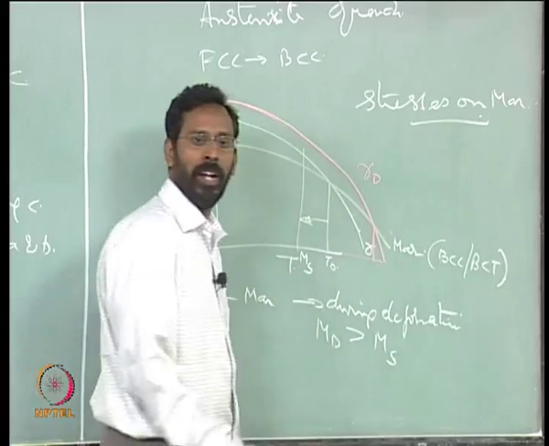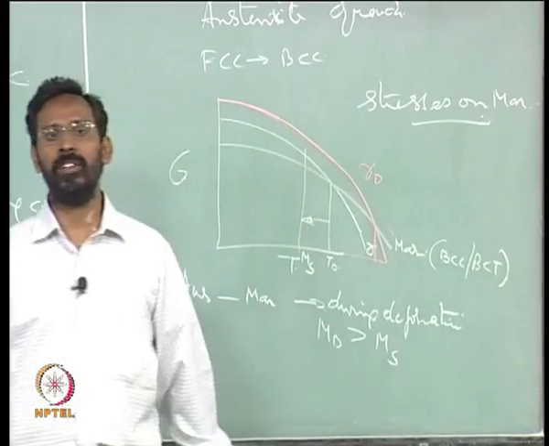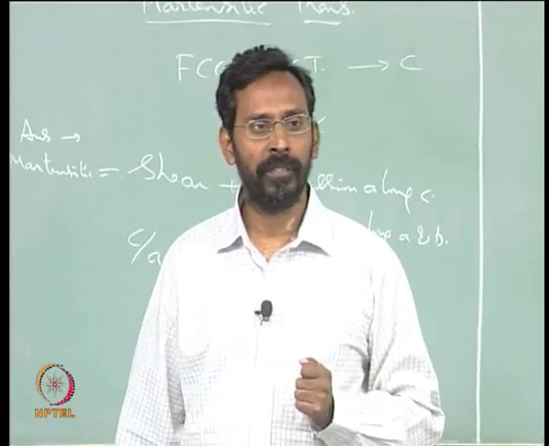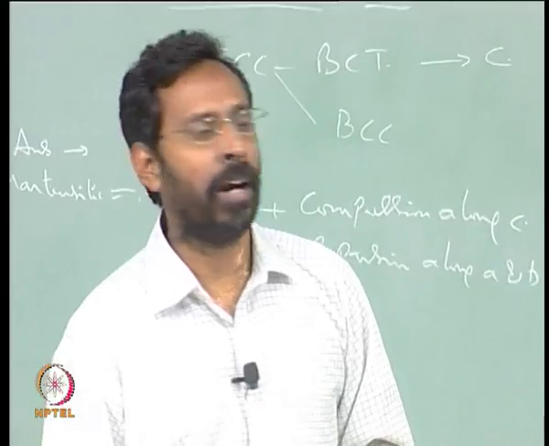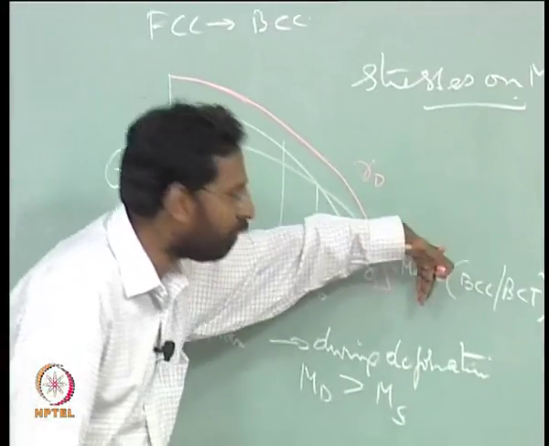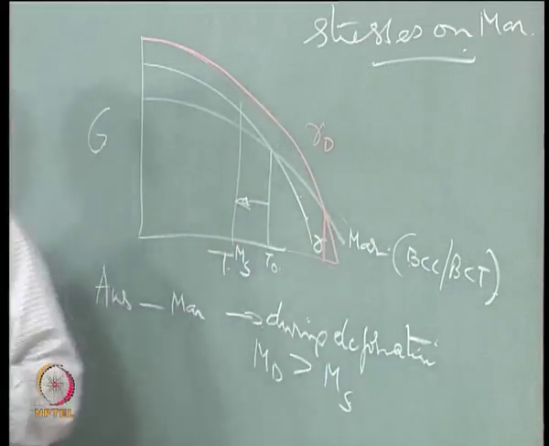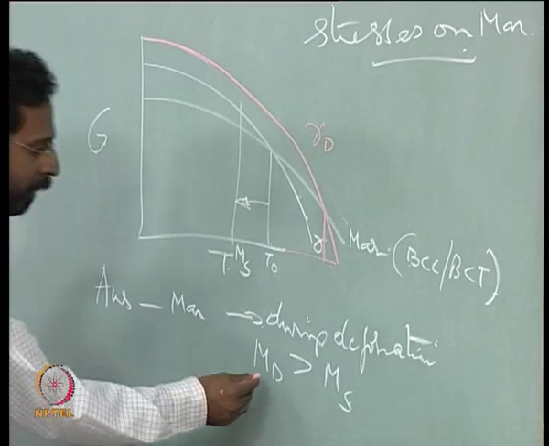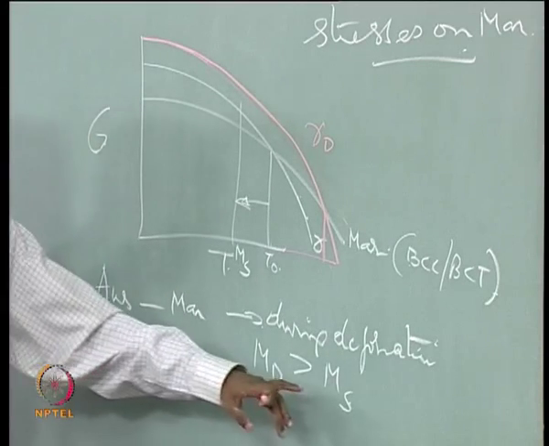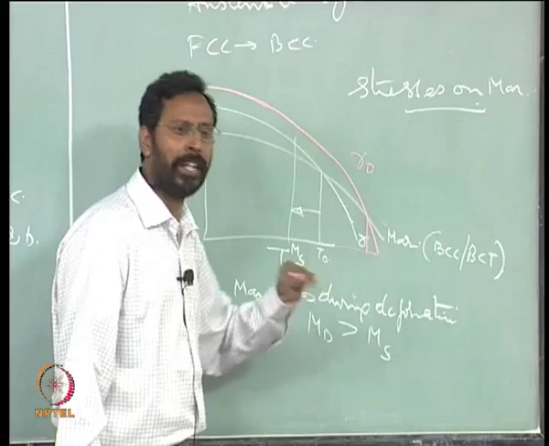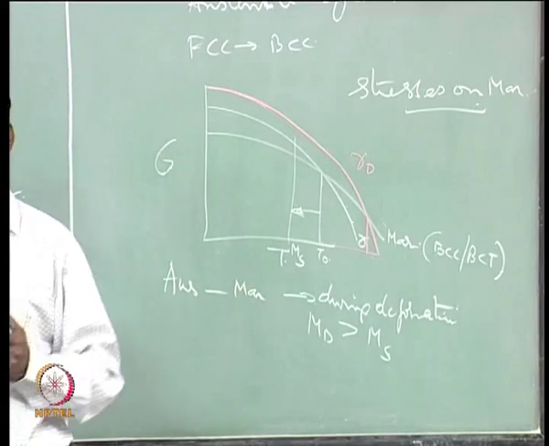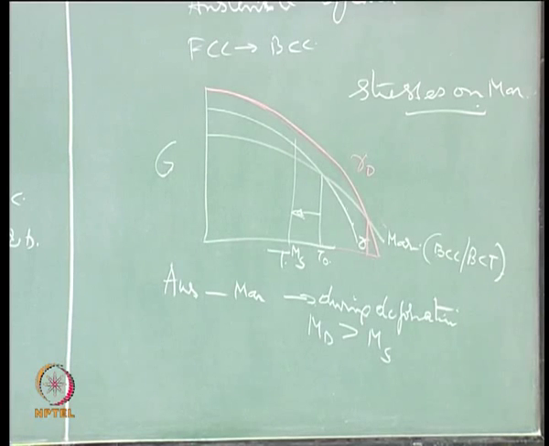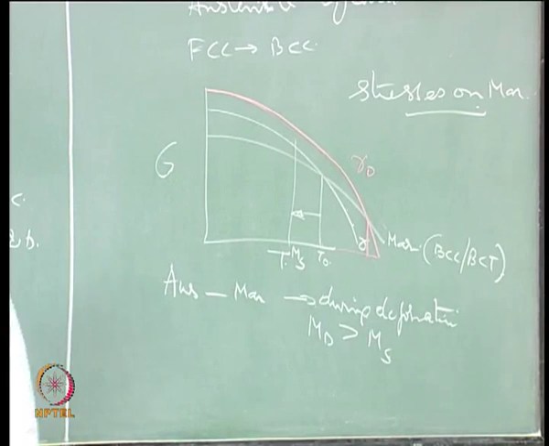Now the intersection has happened at a higher temperature, that means the T naught has shifted to a higher temperature. The austenite would transform to Martensite at a higher temperature. If the T naught is shifted to a higher temperature, then obviously the MS also will shift to a higher temperature. So you would see that the austenite transforms to Martensite at a higher temperature, which is what we call the MD temperature, when you have deformed. But now how do I understand the other aspect?